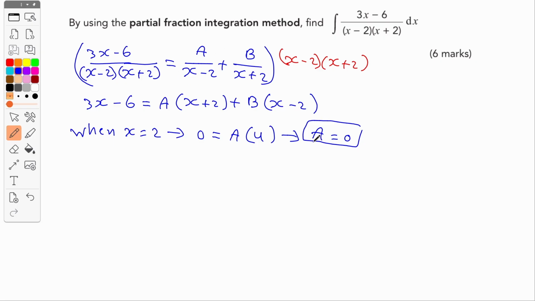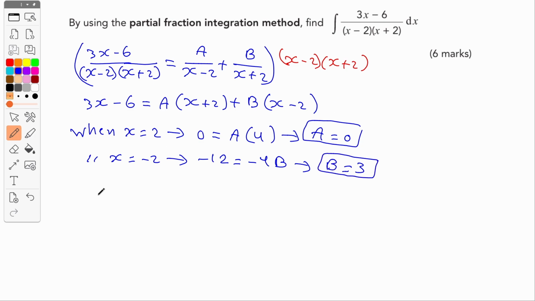Now to find the value of B, you need to cancel A by putting x equals -2. So when x equals -2, let's plug in x equals -2. 3 times -2 is -6, minus 6, it is -12, equals 0 (since -2 plus 2 is 0) times A, plus -2 times -2 minus -2, it's -4B. Divide by -4, so B is equal to 3. This is the value of B.